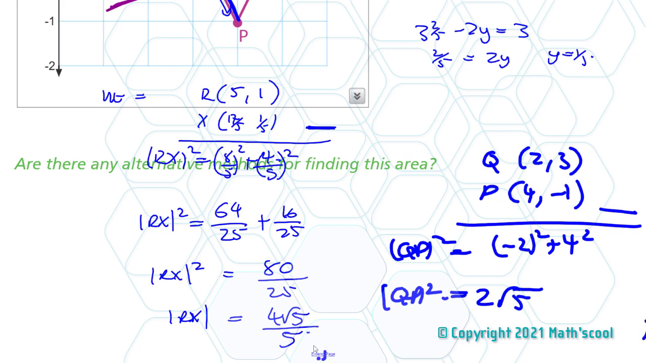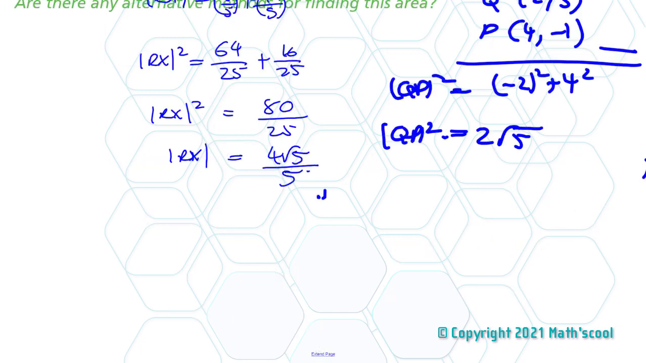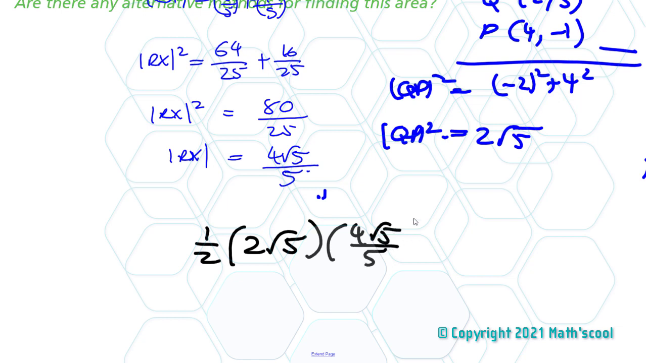And so we're going to do a half times the base times the height. So a half times the base, which is 2√5, times the height, which is 4√5/5. The half and the 2 cancel out. The √5 and the √5 give you 5, which cancels out with the 5 at the bottom, so it gives us 4 units squared.